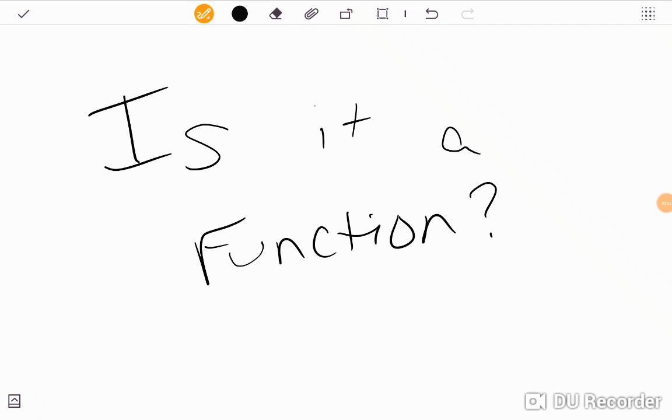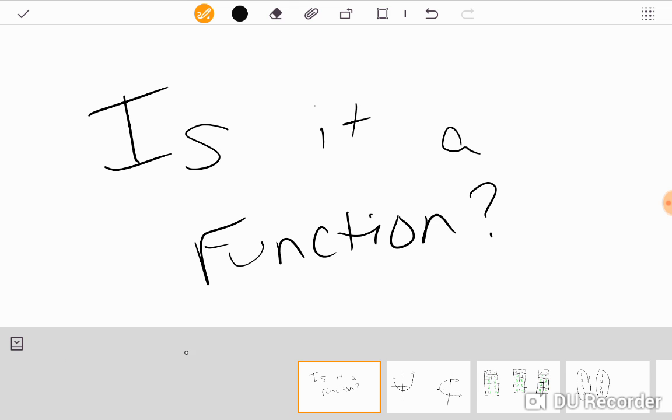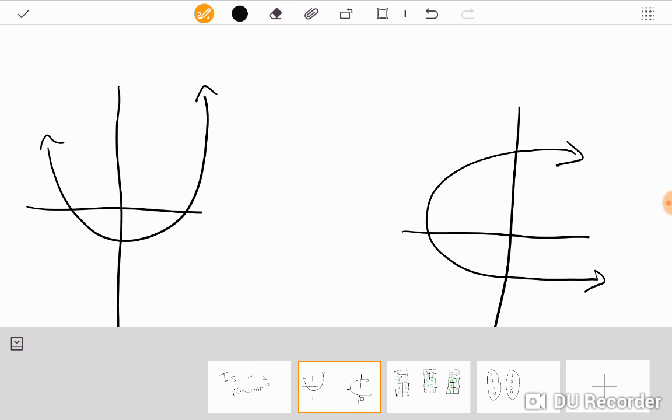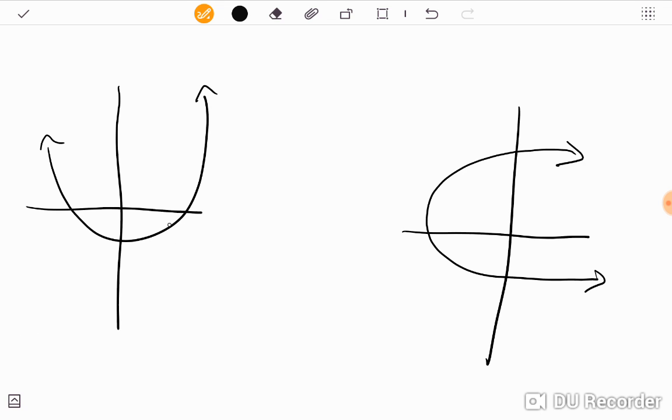All right, in this video, we're going to be talking about whether or not a relation is a function. If you watched the input and output video, I talked about how I was going to make a video about functions and whether or not you can tell if something's a function. The easiest way to tell if something is a function is if you have a graph. I have two graphs here. One of these is a function, one of them is not a function.